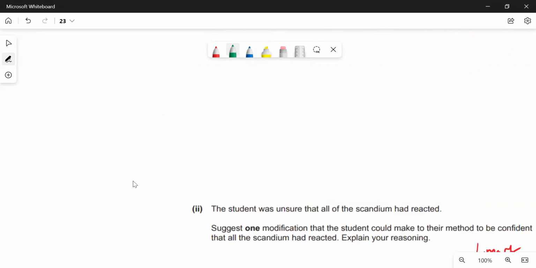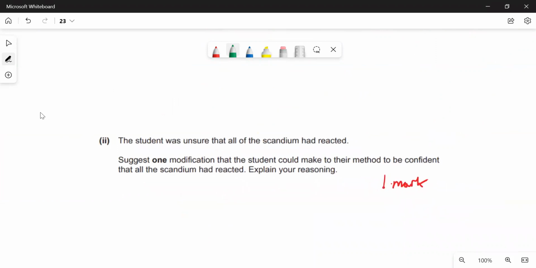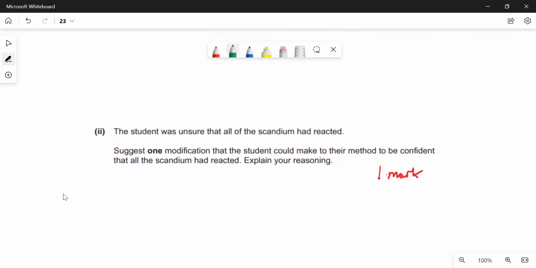Right, the student was unsure all of the scandium had reacted. Suggest one modification that the student could do to be confident that it had all reacted. So what you should do is you get your crucible with your scandium oxide in there, okay? And you will weigh it. Then you should heat again, and then weigh it again.